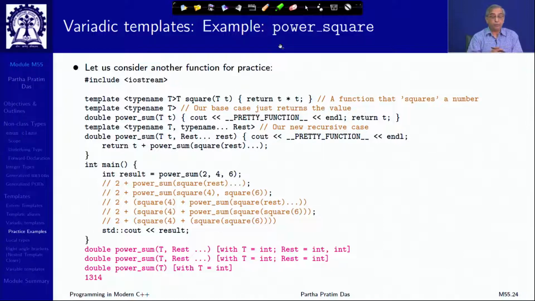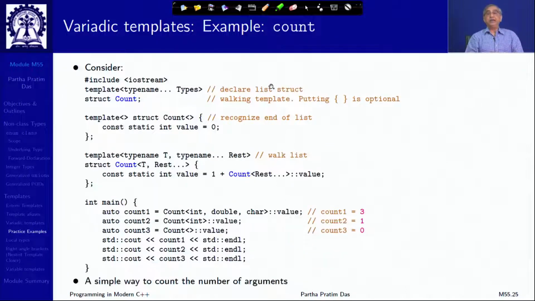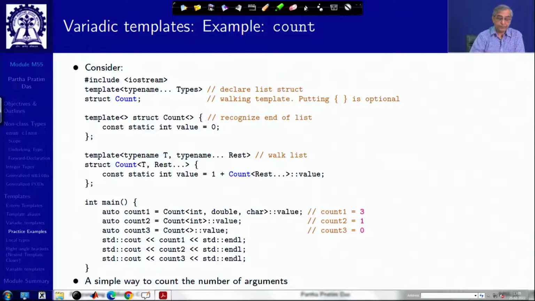Therefore, I have given 2 practice examples. One is a peculiar way of squaring and adding that you should try out, and another is a simple example to show how you can write a variadic template to just count, in an instantiation of the variadic template, how many template parameters you have actually given, right. So, this will give you that count. Try this out at home.